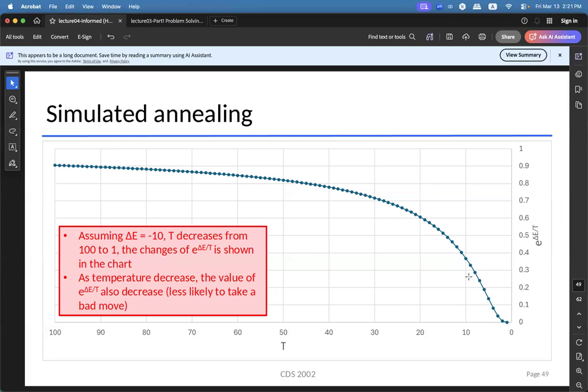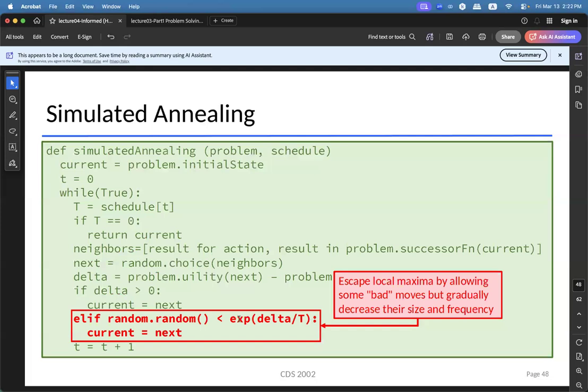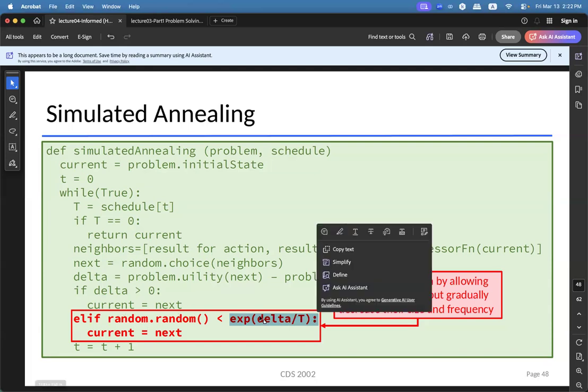So this is what you really need to know right here. Because you are taking this value as the threshold, if this value is very small, then a randomly generated number that is more than it is very unlikely. So at that time, the chances of you being able to make a bad move will be smaller.